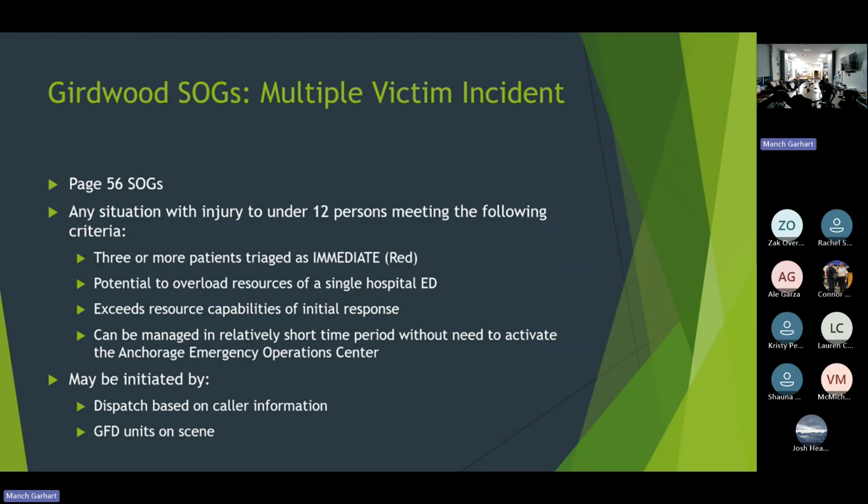So, multiple victim incidents. Any situation with injury to under 12 people. So again, it's not just our smaller incidents, 3-ish. It's now going above this. And now we're saying we've got problems. So what we're looking for, again, 3 or more patients, triage as immediate.